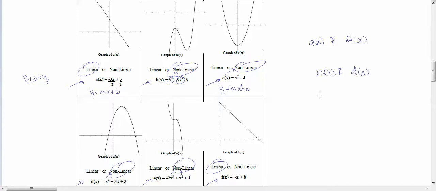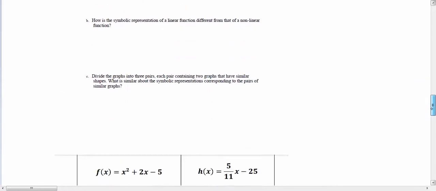Now I would put b of x and e of x together because these are also curvy things. However, these curvy things have 2 bumps as opposed to c of x and d of x, which only have 1 bump. See those bumps? This one has 2. This one also has 2. It's very subtle, but it has 2. So that's how I would divide those up.